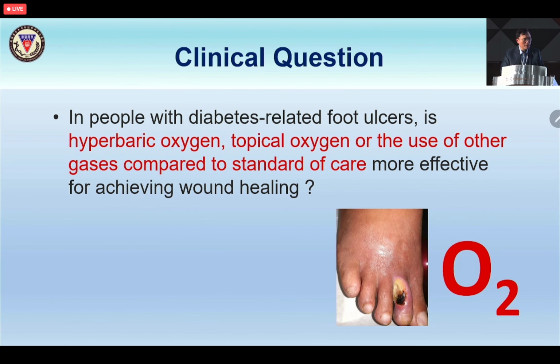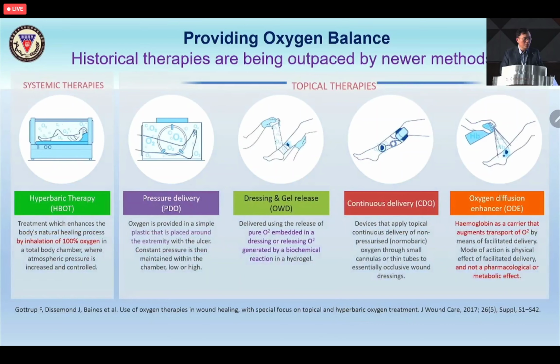However, the question always raised in diabetic foot is whether hyperbaric oxygen, topical oxygen, or the use of other gases compared to standard care is more effective for achieving wound healing. As we know, providing oxygen balance is the key, and we can use hyperbaric oxygen with pressure delivery, or continuous delivery of oxygen, or even an oxygen diffusion enhancer.